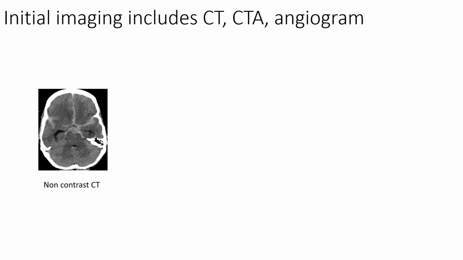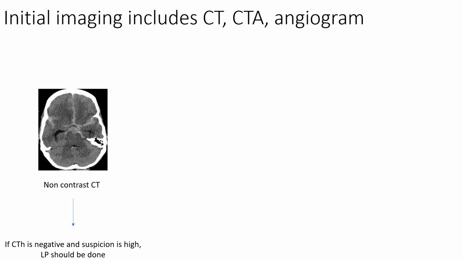Initially, we're going to do a non-contrast CT scan of the head. This is going to show hyperdensity in a particular location here in the basal cisterns in this star pattern that is very consistent with aneurysmal subarachnoid hemorrhage. It's important to note that if you have a high suspicion for aneurysmal subarachnoid hemorrhage, but the CT scan is negative, you should still do a workup, including a lumbar puncture, to look for bleeding into the subarachnoid space.